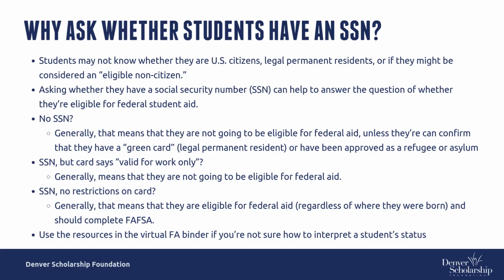If they have a Social Security number, but their card says that it's valid for work only, in general, that means that they're not going to be eligible for federal aid, so they would want to complete the CASFA instead. If they have a Social Security number and their card doesn't have any restrictions, generally speaking, that means that they will be eligible for federal aid regardless of where they were born, and they should complete the FAFSA. We have a variety of resources in the virtual financial aid binder if you're not sure how to interpret a student's immigration status and the student themselves is not sure.